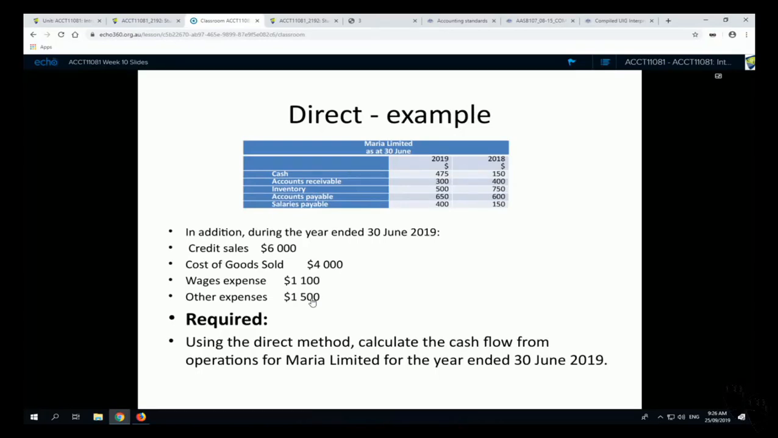Then, to calculate total cash flow from operating activities, you sum those three categories up. So the 6,100 inflow minus the 3,700 outflow minus the 2,350 outflow, and you will get 50. So $50 cash inflow from operating activities.